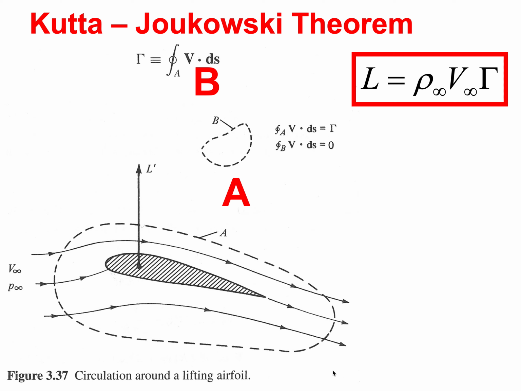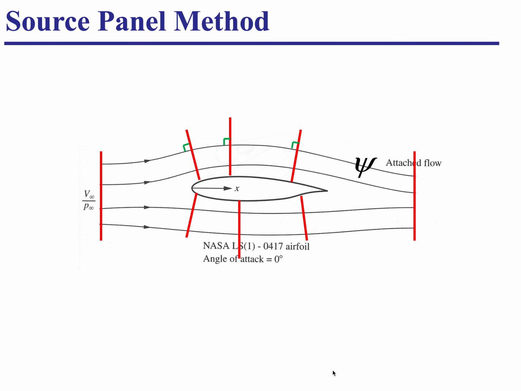Welcome to a new lecture of aerodynamics. We continue our discussion of the potential flow theory and how we can use it to predict the aerodynamic load on a surface. So today we are going to discuss the source panel method, which is a numerical method that allows us to compute the pressure distribution around a non-lifting aerofoil.